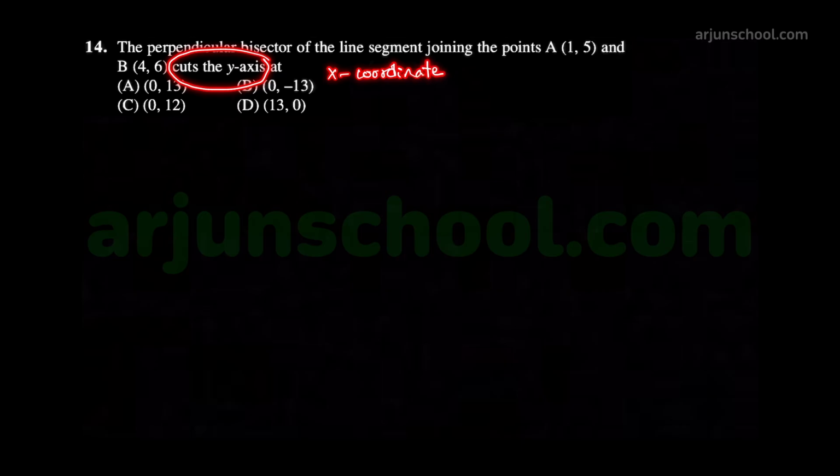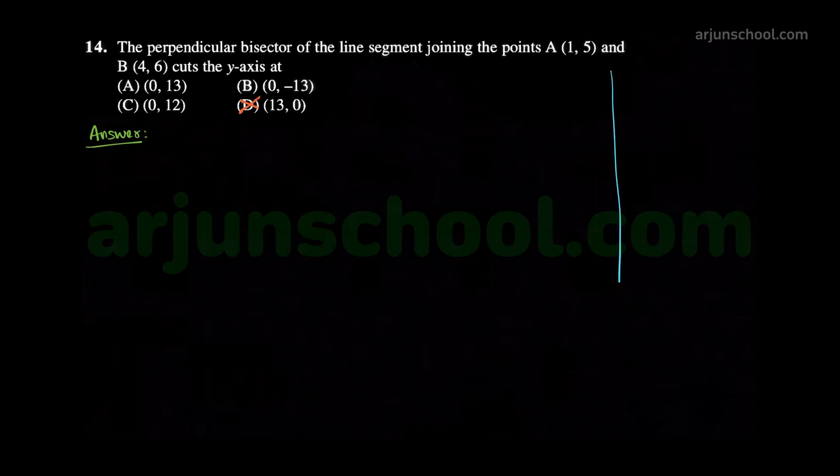The x coordinate of the point must be 0. Option A x coordinate 0, option B x coordinate 0, option C x coordinate 0, and in option D the x coordinate is not 0. Therefore straight away we can say that D is not a right option.